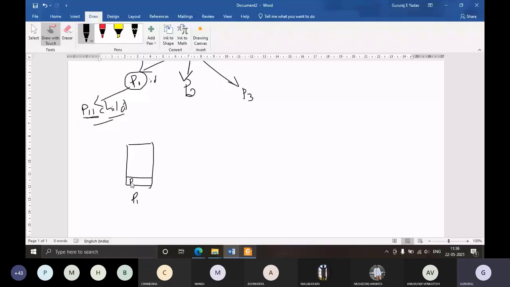PTR field. This is for P1. So let's say the next process is P4. And the next process is P10. Fine. So what is the use of this pointer field? That is what I'm talking about.